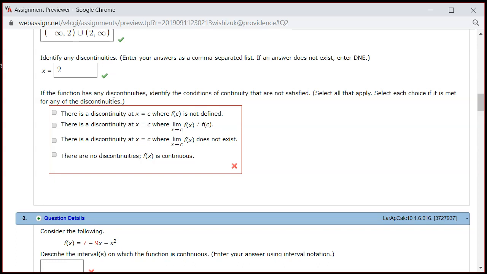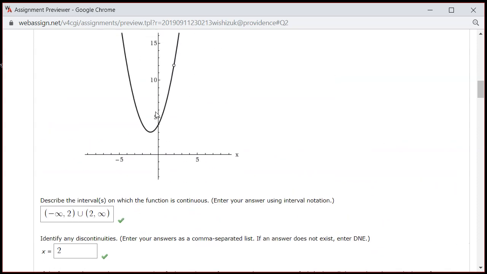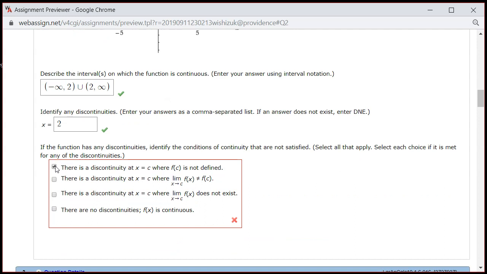Alright, last part. If the function has any discontinuities, which it does, identify the conditions of continuity that are not satisfied. There's a discontinuity where f of c is not defined. Here there's a hole, so it's not defined there, so this is one of them. There's a discontinuity where the limit of f of x is not equal to f of c. This is actually not satisfied either, so I'm going to check that.